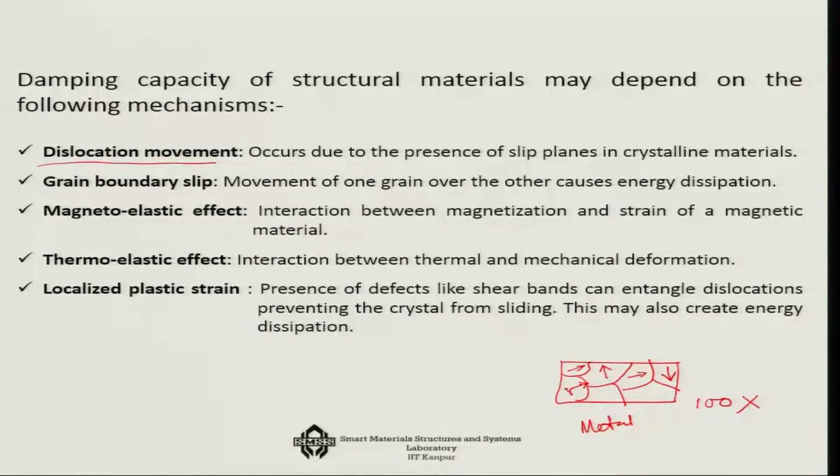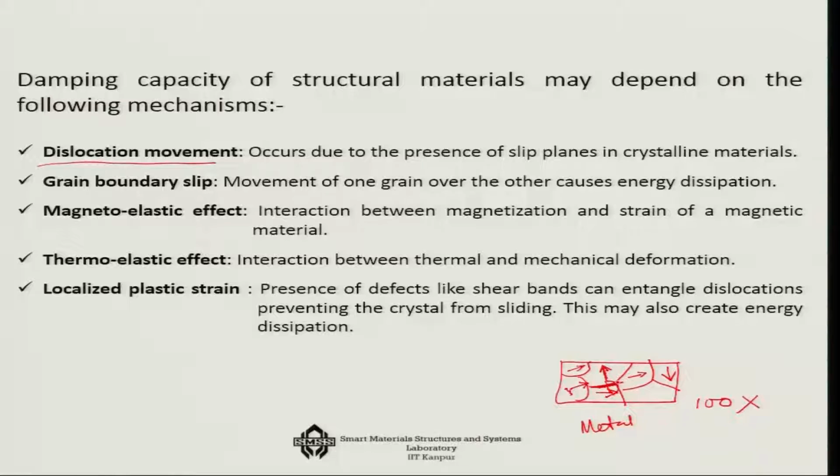The second case, the grain boundary slip, occurs in the grains particularly wherever there is a high angle. Let us say this grain has a crystal axis in this manner, and this grain has a crystal axis in another, and the relative angle between the two is very high. Then there will be a continuous slip between the grain boundary, and that will also consume a lot of energy, and hence the energy dissipation will increase.